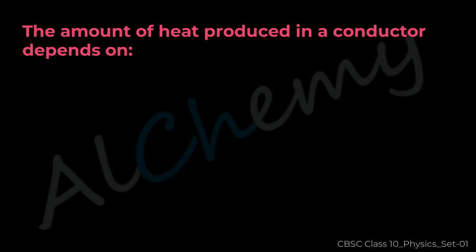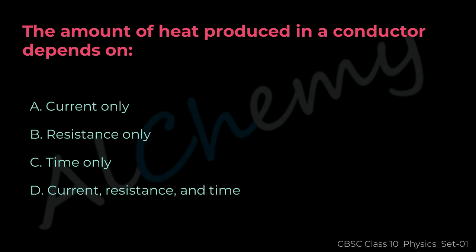The correct answer is C. Lens. Question 37. The amount of heat produced in a conductor depends on A. Current only. B. Resistance only. C. Time only. D. Current, resistance, and time.